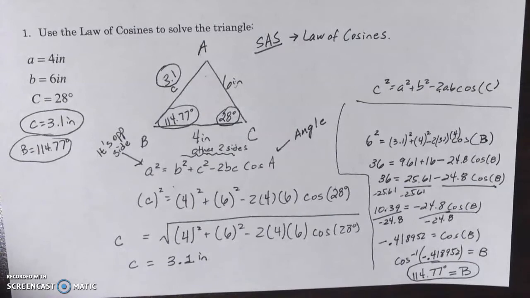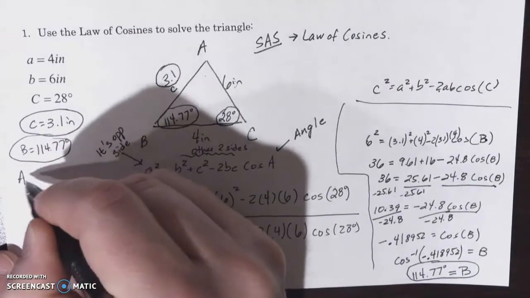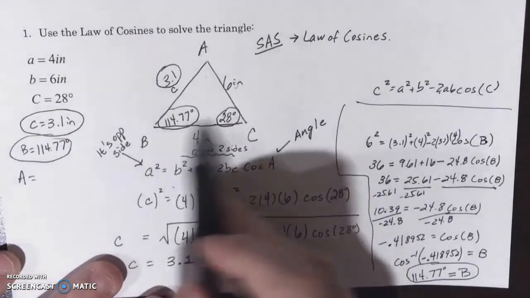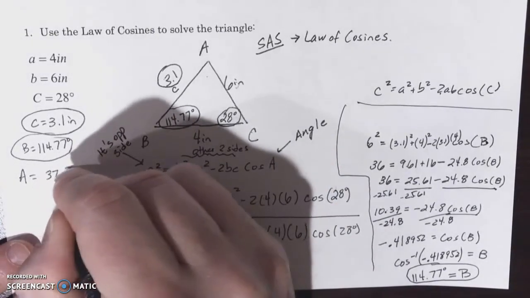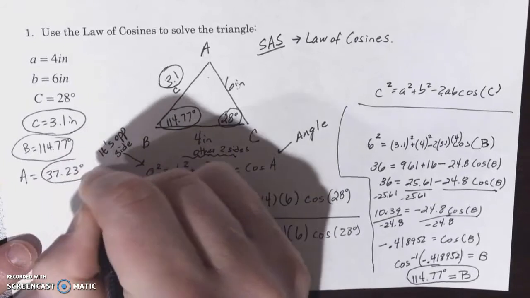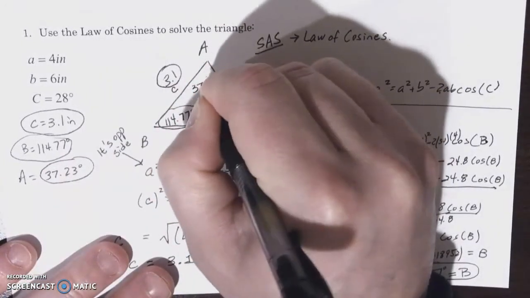Not a lot of work needed to find that last angle. Angle A will be 180 minus 142.77. I believe that's 37.23 degrees.